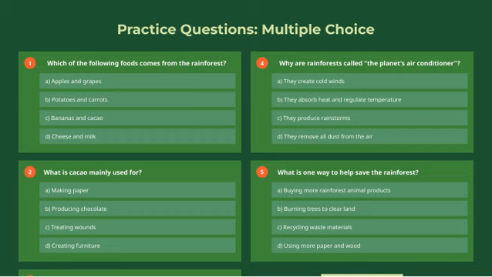So the key points here are understanding the importance of rainforest foods like cacao, recognizing how deforestation harms wildlife, and knowing ways we can contribute to conservation efforts. Remember, protecting rainforests is essential for maintaining the planet's health and climate stability.